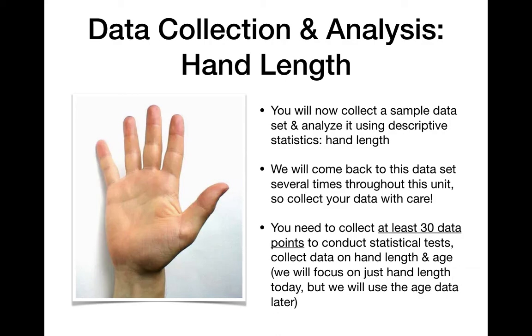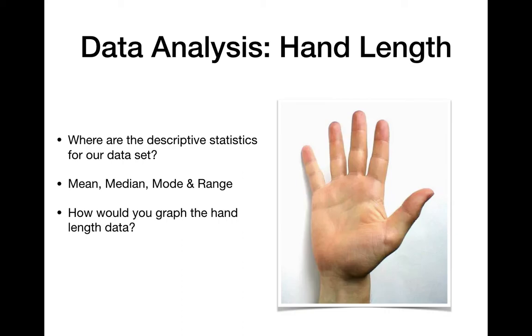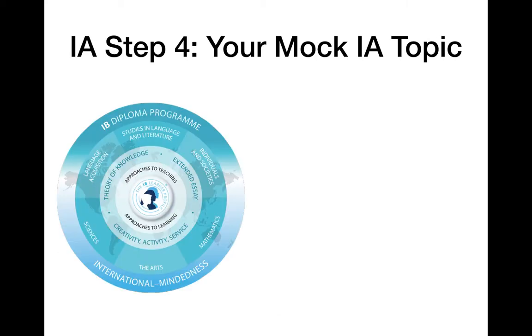So again, if you want to do it in a Google Sheet and share that collaboratively, go for it. If you want to do it by yourself, that's fine, but you need to have at least 30 data points. Once you have those 30 data points, you are then going to do the descriptive statistics of that data set. So mean, median, mode, and range. And then think about how you would graph it. We'll talk more about that next lesson on Thursday. It's all about graphing. Okay? With age, without age, all that kind of stuff. All right, so that is the practice of hand length.